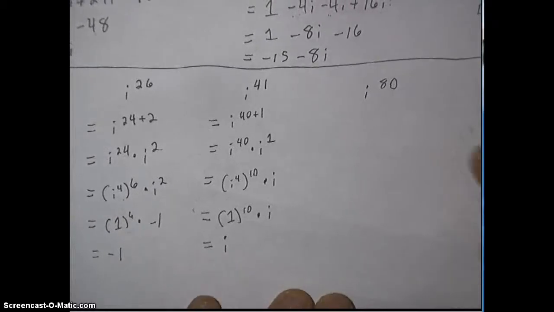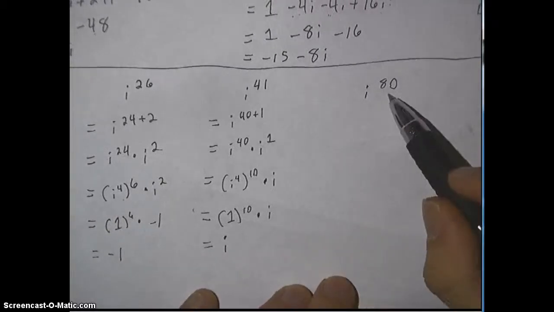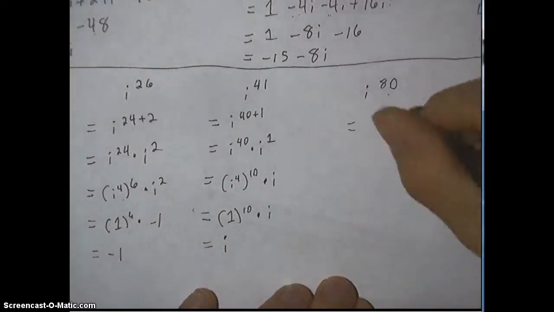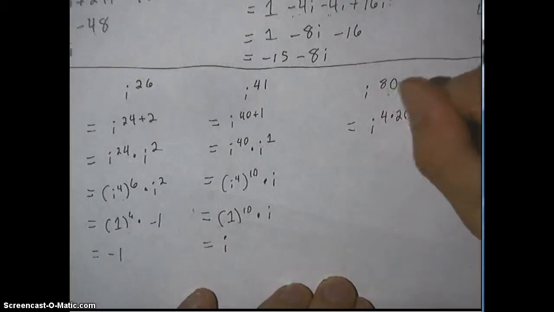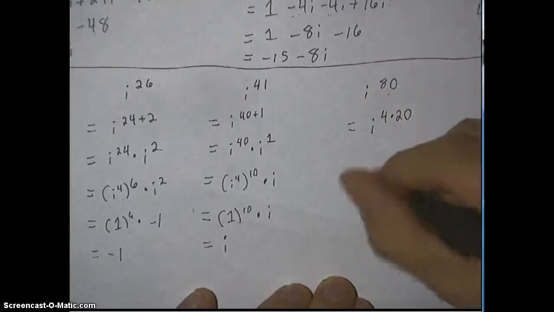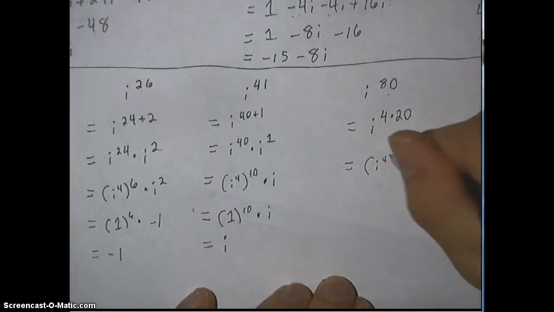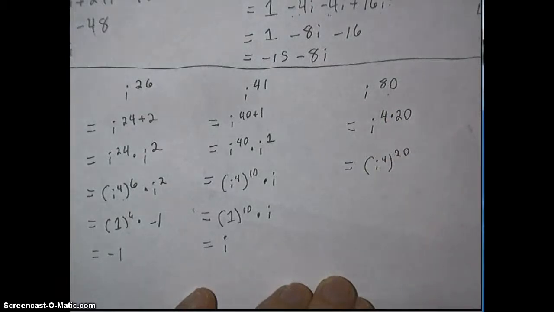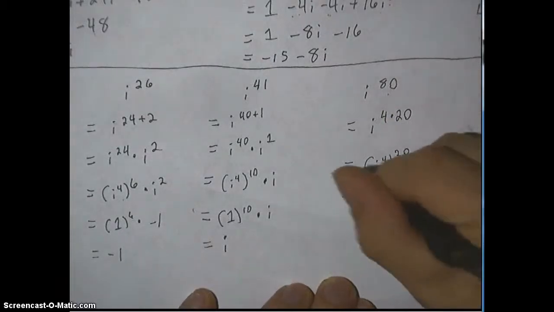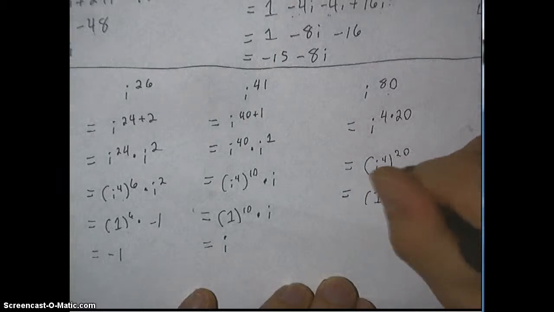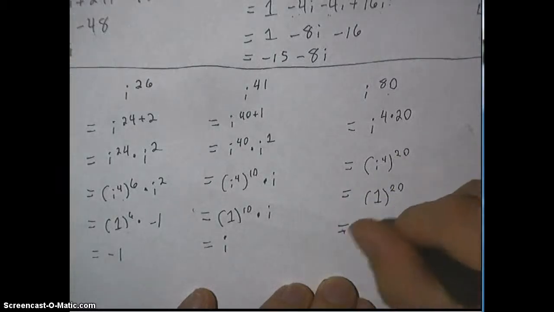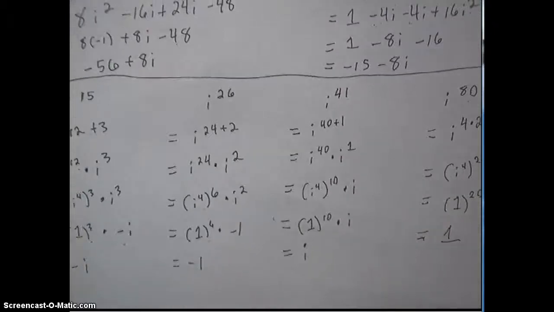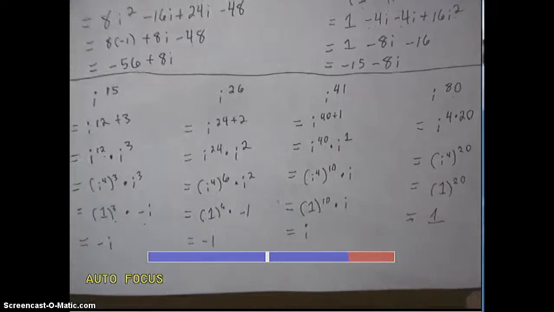And last one, 80. Now 80 is a multiple of 4. So here, that's just 4 times 20, isn't it? So I'm going to rewrite that as i to the 4th to the 20th power there. So that's simply 1 to the 20th power, which is simply 1. That's how I like to think about those i problems.